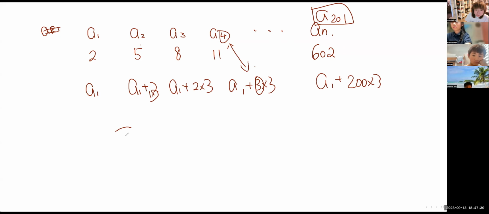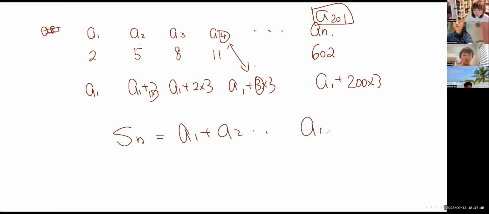Okay, so we're going to write Sn equals what? Sn is A1 plus A2 plus all the way to An. This is how we describe those things. Today we're going to learn the thing called arithmetic sequence.